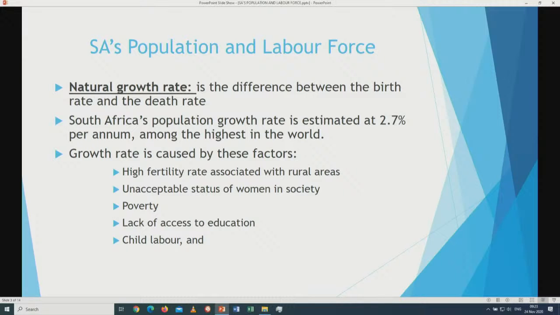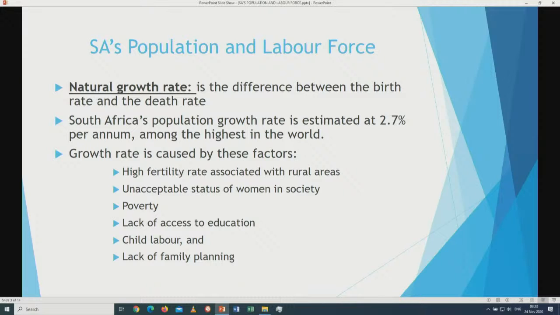And then the other one is child labor. Because of all these other problems, lack of education and poverty, children are forced to go and work. And child labor in South Africa is illegal. If you employ a child to work for you, it's illegal. You will be arrested. You are violating the laws of the country. That shouldn't happen.